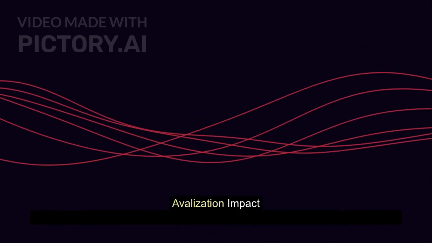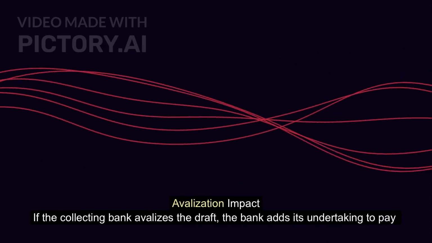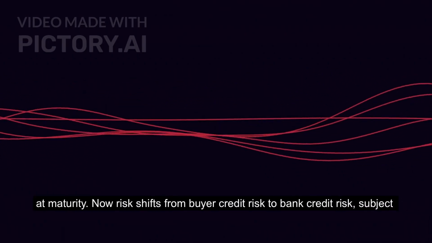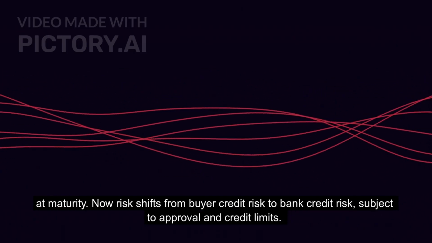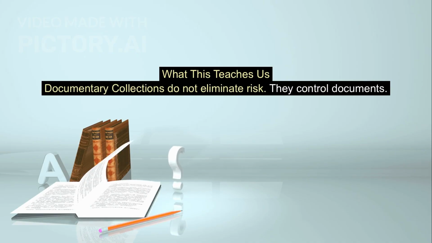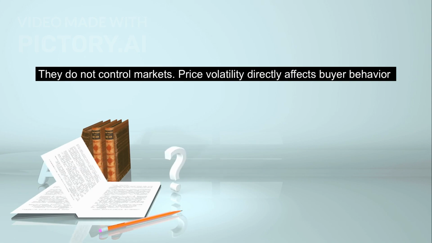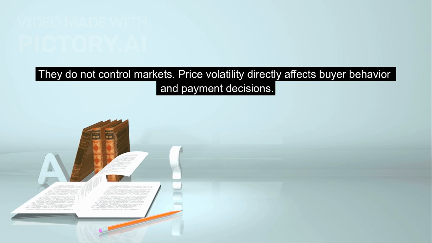Avalization impact. If the collecting bank avalizes the draft, the bank adds its undertaking to pay at maturity. Now risk shifts from buyer credit risk to bank credit risk, subject to approval and credit limits. What this teaches us: documentary collections do not eliminate risk. They control documents. They do not control markets. Price volatility directly affects buyer behavior and payment decisions.